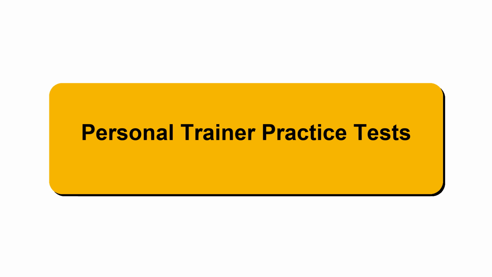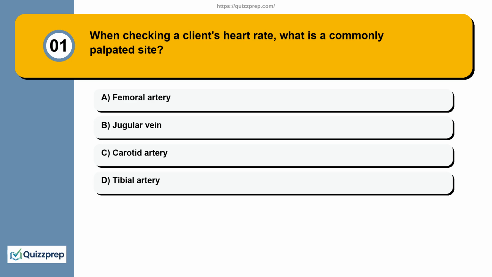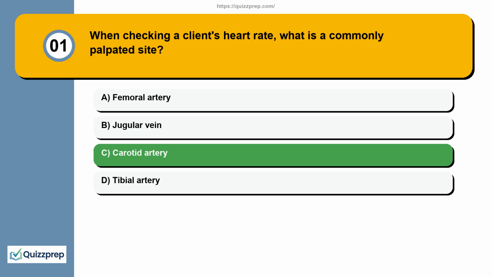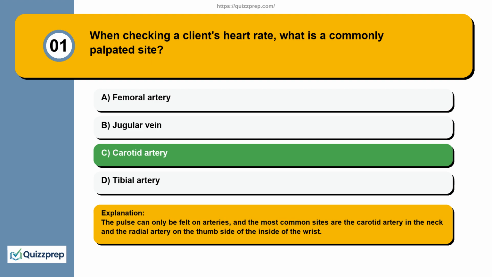Personal trainer practice tests. Question 1. When checking a client's heart rate, what is a commonly palpated site? Femoral artery, jugular vein, carotid artery, tibial artery. The pulse can only be felt on arteries, and the most common sites are the carotid artery in the neck and the radial artery on the thumb side of the inside of the wrist.